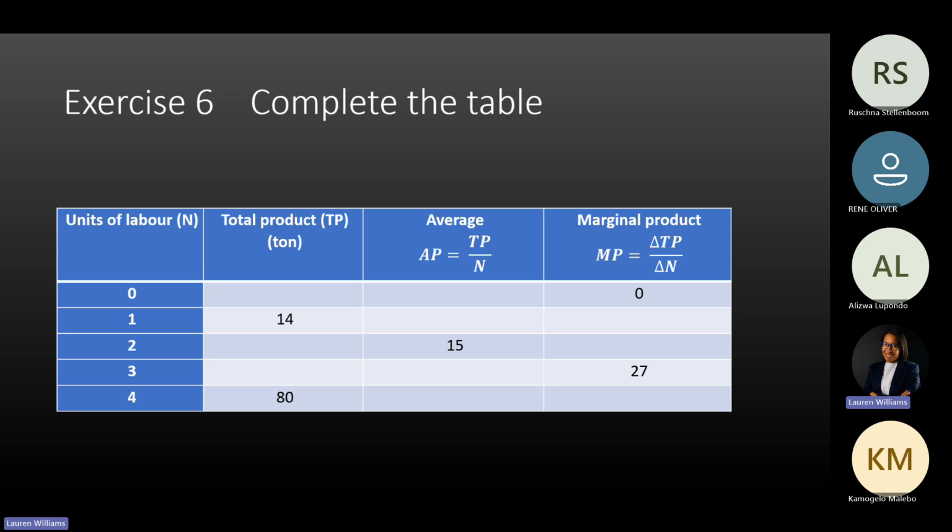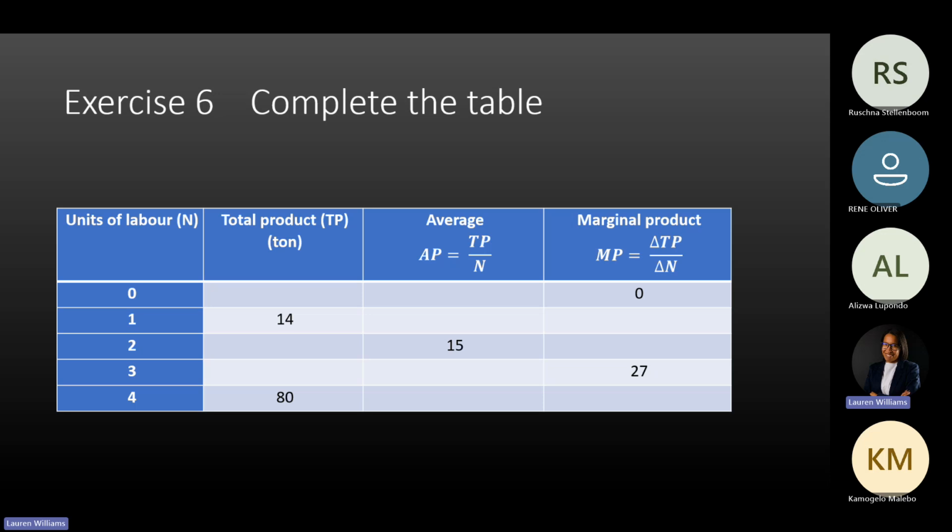So in terms of 0, the first line is very simple, because if you're employing 0 laborers, your total product will be 0. Thus, your average product will be 0. So everything in the first line is usually 0. Then your total product becomes 14 for the first laborer. For the average product, we say it's the total product, 14, divided by 1. So the first answer will be 14.